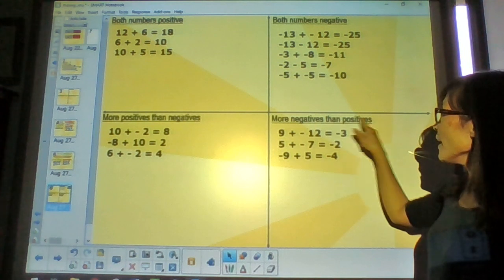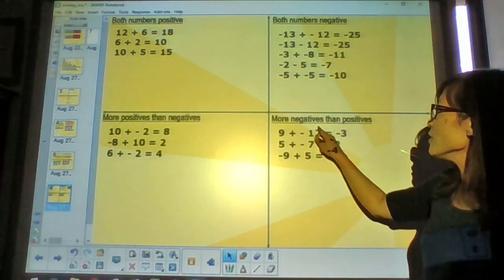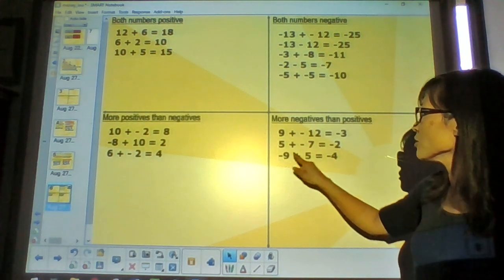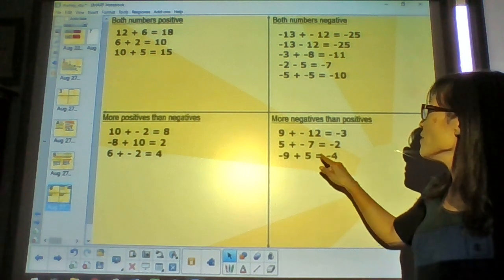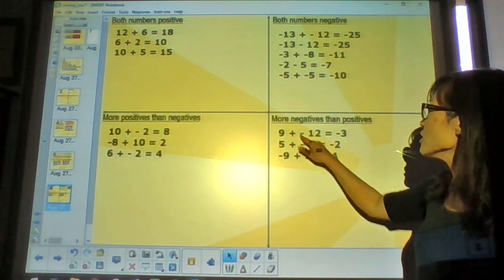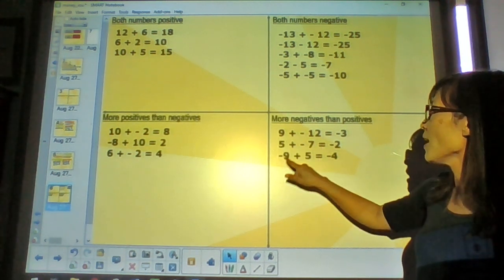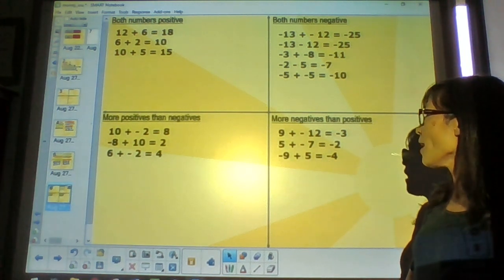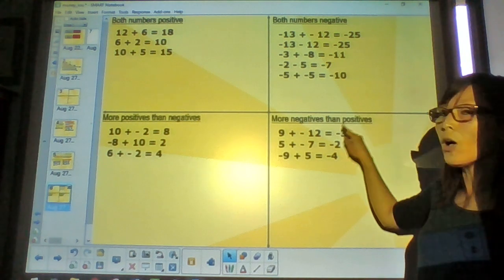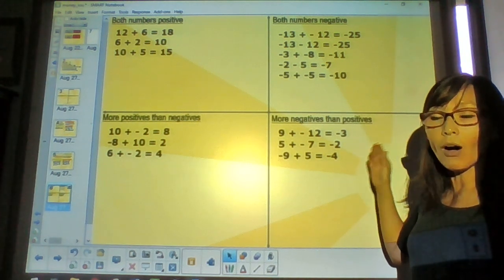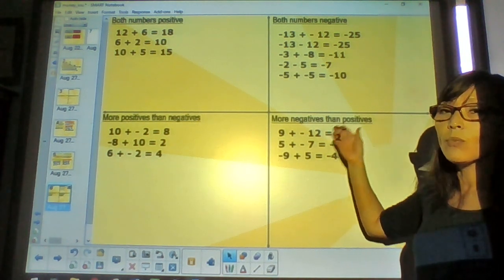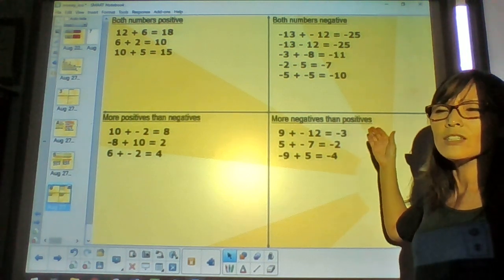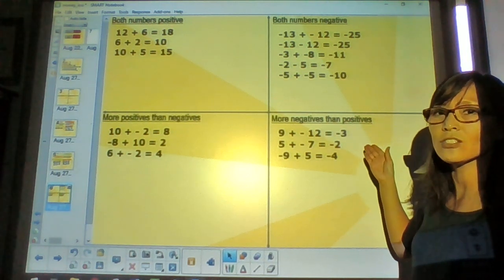If I have more negatives than positives, notice that my negative integers, there are more of them than the positives. There's negative 12 and there's a positive 9. There's negative 7 and a positive 5. Negative 9 and a positive 5. What do I notice with all of my answers? They all end up being negative because I have more negatives than I do positives, so I'm going to end up with a negative answer.